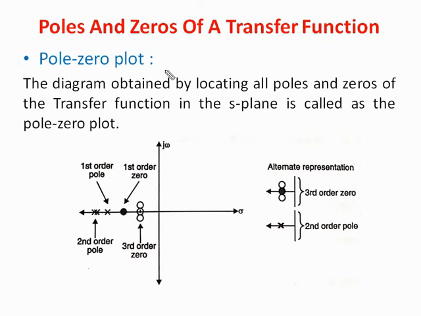Now what is a pole-zero plot? The diagram obtained by locating all poles and zeros of the transfer function in the S plane is called the pole-zero plot. So this is the S plane, which has two axes. One is the real axis, and this is j omega, which is known as the imaginary axis. If we put the values of the poles and zeros in this plane, this diagram is known as the pole-zero plot.